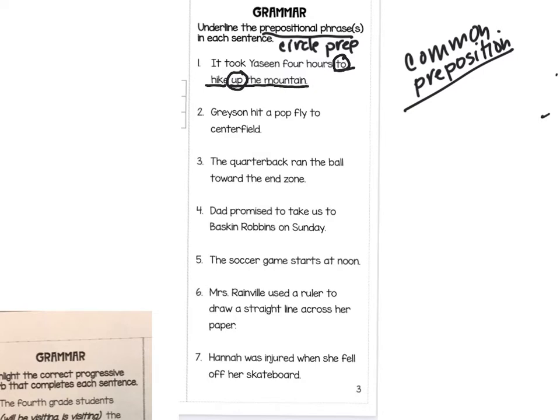All right, let's look at number 2. Grayson hit a pop fly to center field. What do you see now? You see the word to, and then you will underline it all the way to center field. Okay, you can do the rest of those on your own. Remember, make sure you are using that common prepositional list. It will help so much.